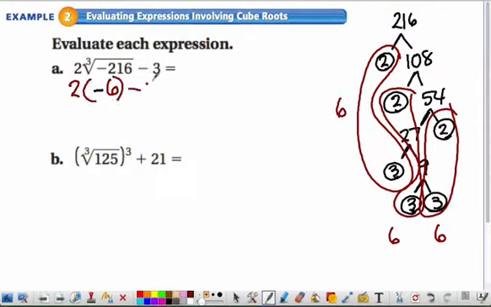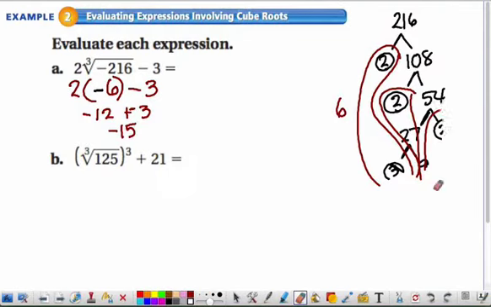Then you just pull everything else down. You pull your 2 down and your minus 3, and you follow the order of operations. 2 times negative 6 is negative 12, and you're subtracting a 3. Remember, we can change the minus to a plus, change the sign of next. Negative 12 plus negative 3 is negative 15.